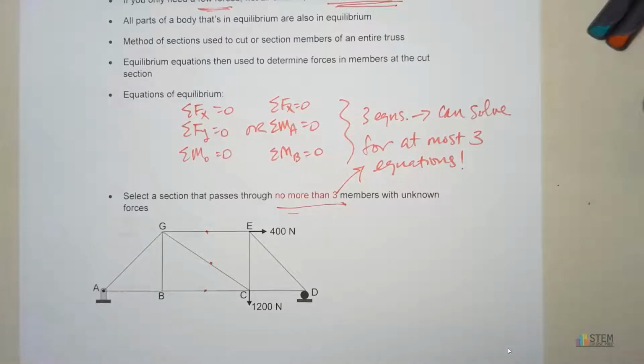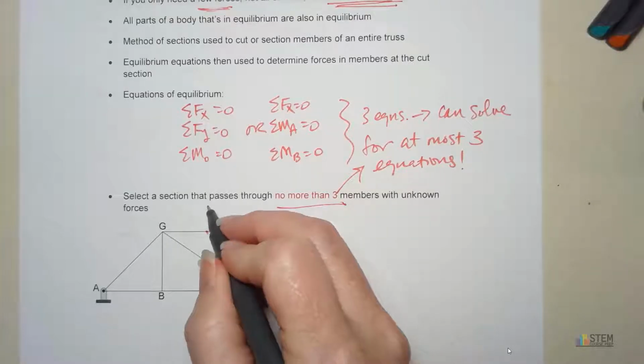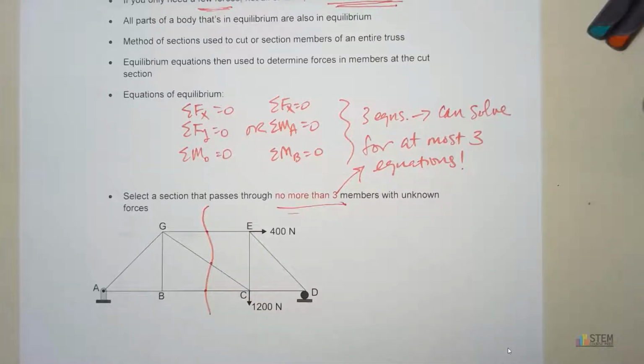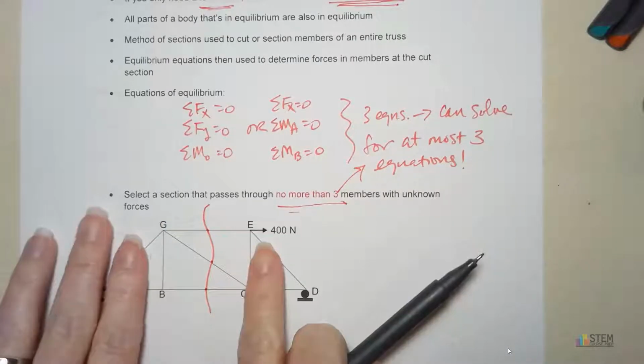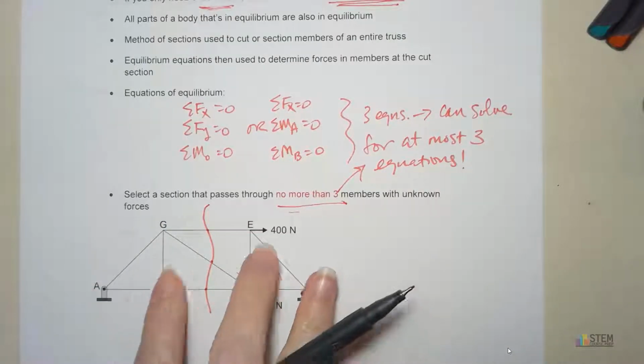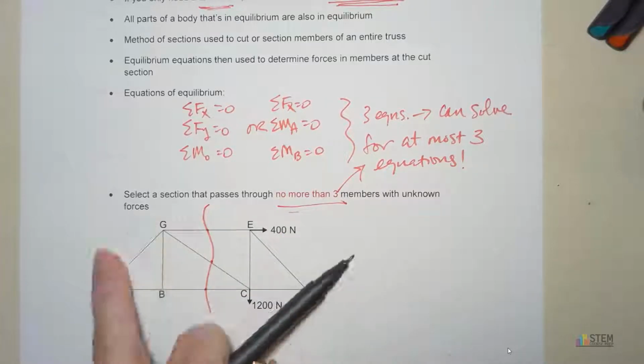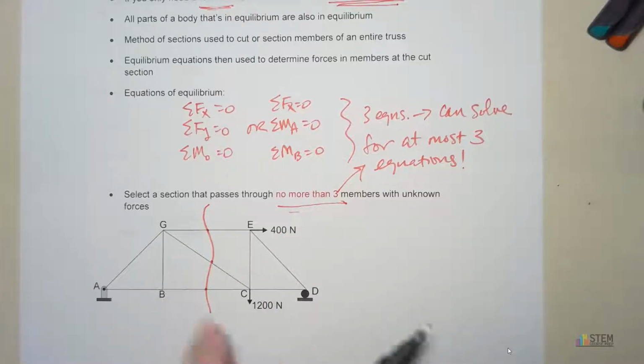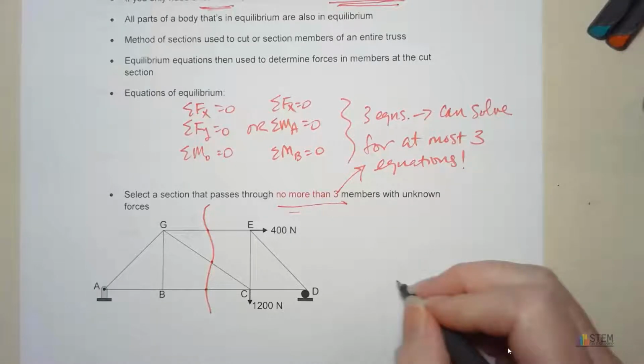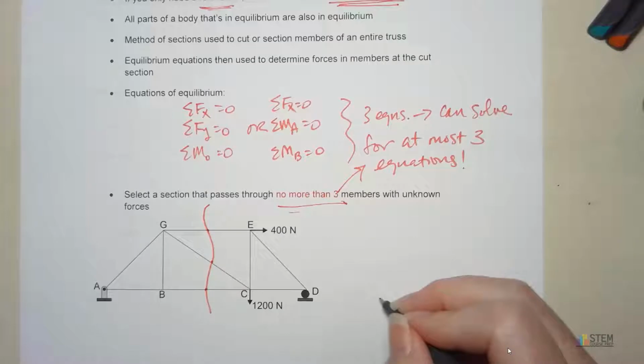So what you would do is you would basically just cut this thing right down the middle. Okay, and this is going to be our cut or our section. Now what we're going to do is we're going to basically break this apart, and you can draw free body diagrams for each side. Okay, and since this whole truss is in equilibrium, each side has to be in equilibrium also. All right, so let's do the free body diagram for each one.